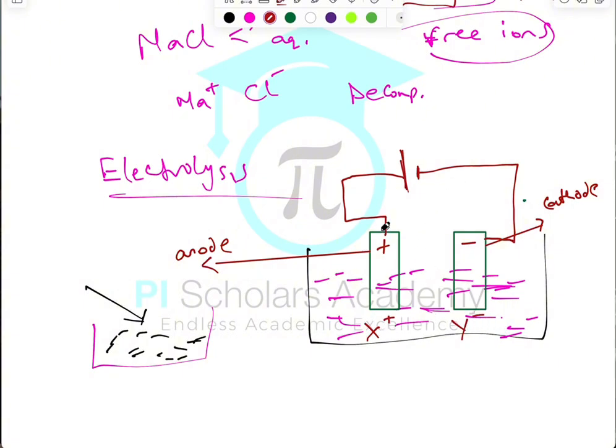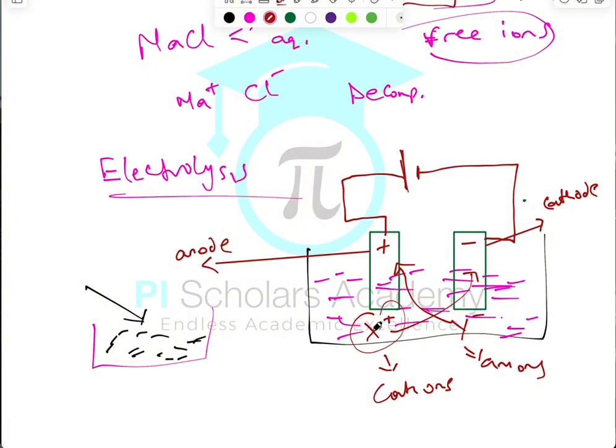You notice that from the law of attraction, negative will attract positive, and positive will attract negative. That's the way it goes. So therefore, who is going to go to the anode is Y minus, and who is going to go to the cathode is X plus. That is why the positive ions we call cations, and the negative ones we call the what? The anions. Ions that are positive are called cations, and ions that are negative are called anions.